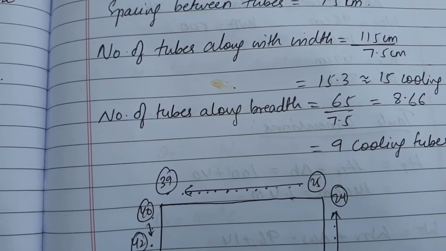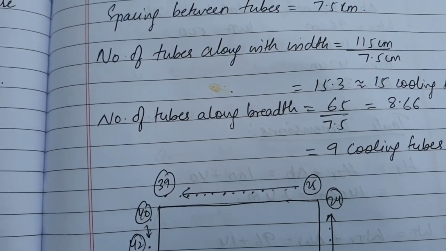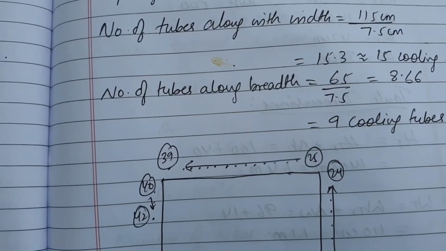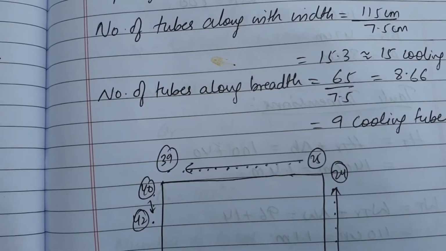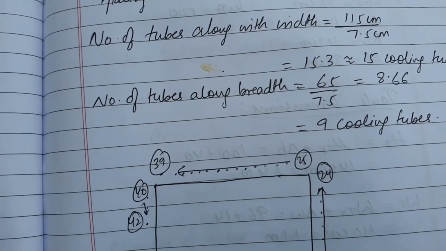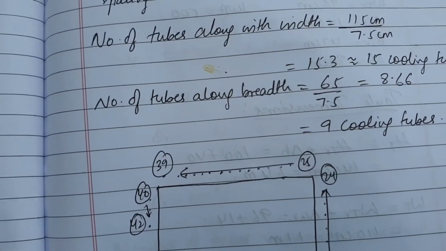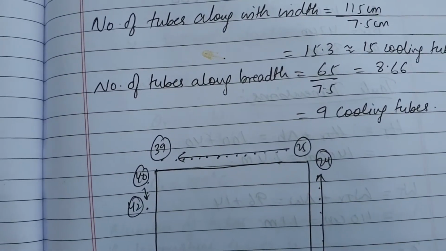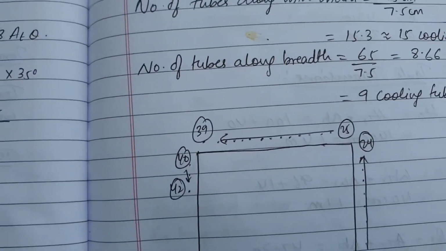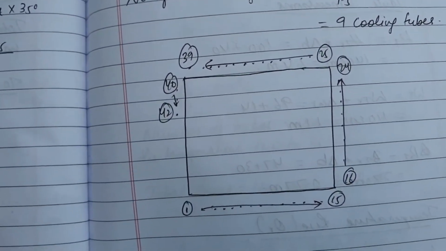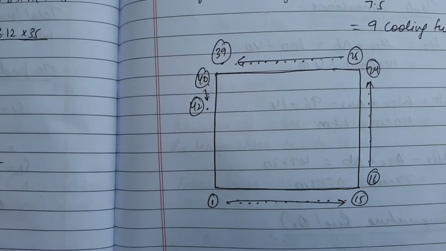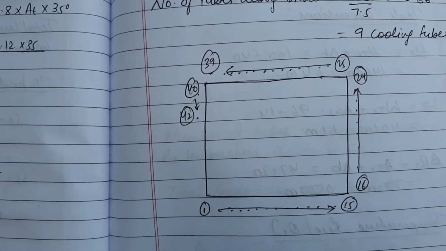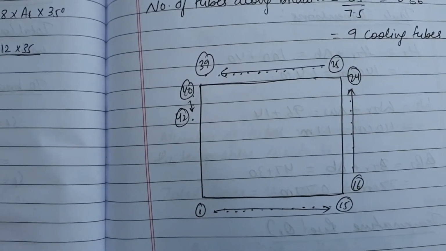Similarly, number of cooling tubes along breadth: 65 divided by 7.5. 65 is the breadth of your transformer tank. So therefore you got the answer as 8.66. So the nearest number is 9. So take it as 9 cooling tubes. Now let us see how to arrange these cooling tubes along your transformer tank. So first, to do that, draw a rectangle box which is nothing but a plan of transformer.